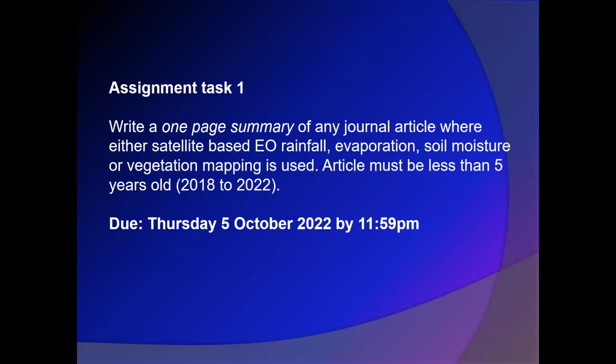So that brings me to the end of my presentation. I've left assignment task 1, which is a 1-page summary of any journal article where either satellite-based rainfall, evaporation, soil moisture, or vegetation mapping is used. The article must be less than 5 years old, so anything between 2018 to 2022, and a one-page summary with some sort of critique involved in it would be good. But let's see how you engage with this type of work. So that is the assignment task that I have for you. That's due on Thursday, the 5th of October.